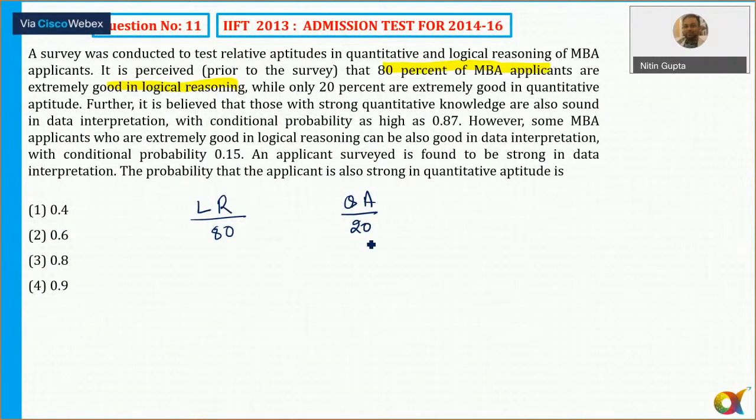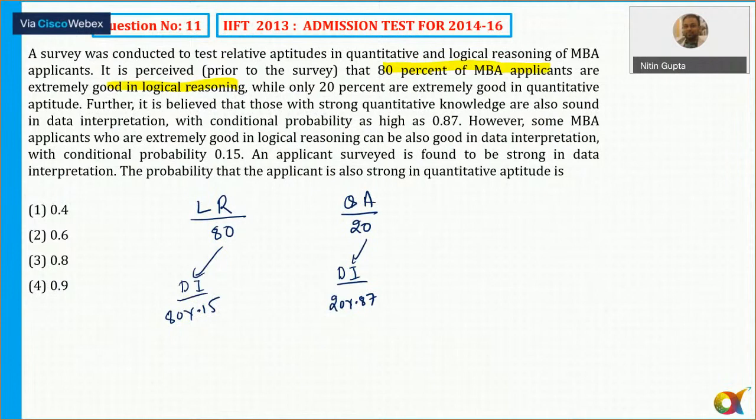So ये जो 20 है, तो इनमें से कुछ probability 87. Okay, 20 into 0.87 approximately equal to how much? जो भी है देख लेंगे यहाँ पे. That's it. Yeah. However, some MBA applicants who are extremely good in logical reasoning can also be good in data interpretation with a conditional probability 0.15. So ये जो 80 students जो LR में good है, इनमें से कोई उसकी probability क्या? 15% of these people.